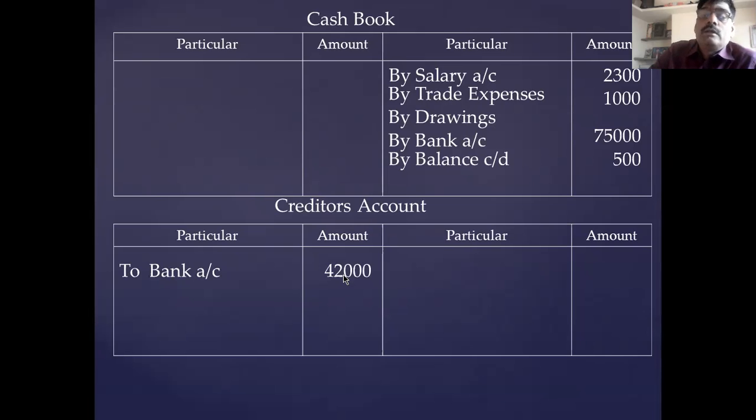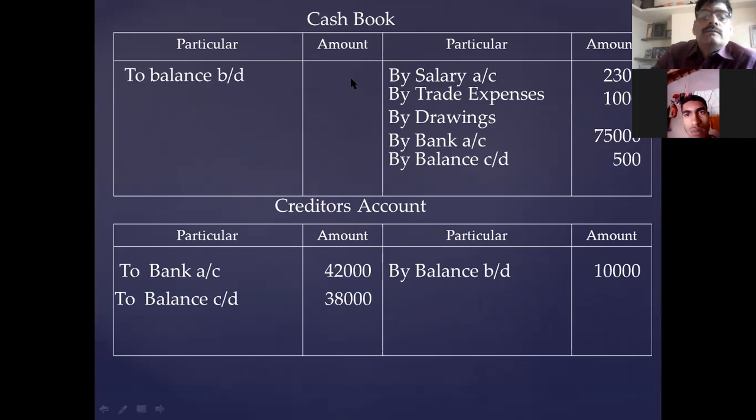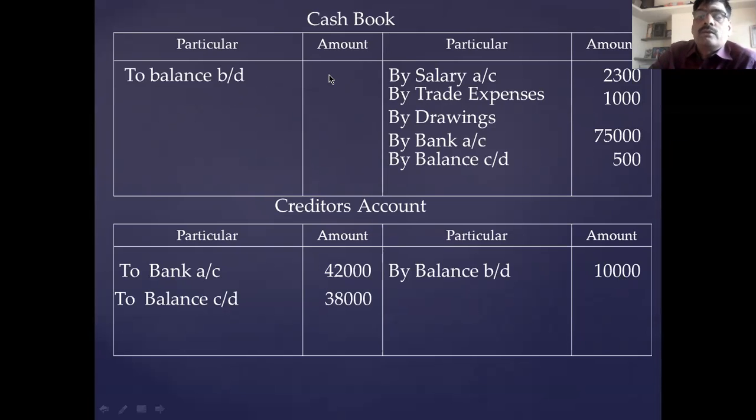Next, E point. In the E point, statement of affairs, the creditor is there, the opening creditor. So you take it as opening creditor, by balance brought down 10,000. Then capital goes to the balance sheet. Then cash in hand is there, you take from the cash book. In the cash book, you record to balance brought down 500. Okay, I forgot to take the amount. I'll write the amount afterwards.